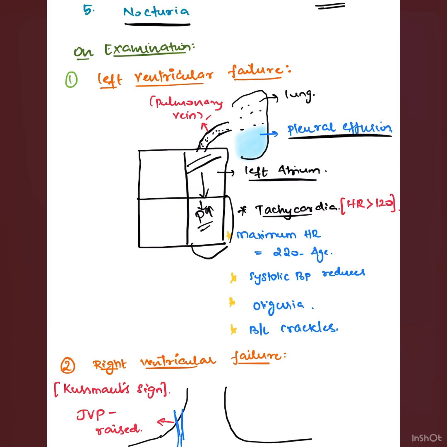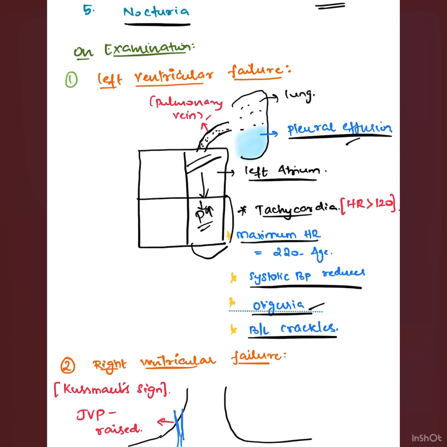The fluid from the pulmonary capillaries, pulmonary venules, and pulmonary blood vessels, the plasma fluid content, escapes from the vessels into the intra-alveolar space and alveoli. So that leads to pleural effusion. Hence bilateral crackles occur. Then oliguria occurs. Why is it oliguria? Because the fluid collects in the lungs. Hence oliguria occurs, and systolic blood pressure also decreases.